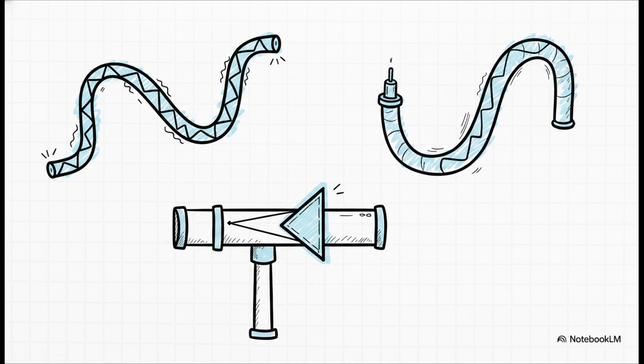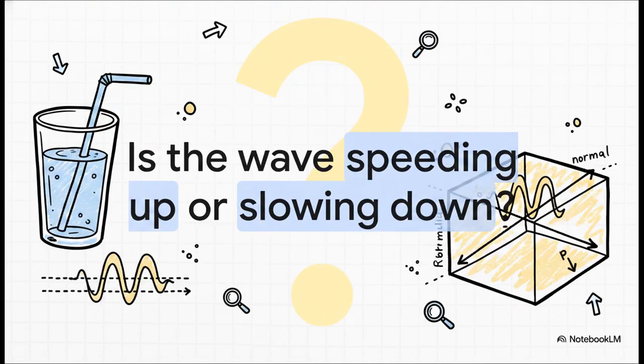It's incredibly useful. So next time you see a straw look broken in a glass of water, or light bending through a window, don't just see a neat optical illusion. Ask yourself, is that wave speeding up right now or slowing down? Is it bending towards the normal or desperately trying to escape? If you keep these concepts visual in your mind, you won't just pass the exam, you'll truly master physics.